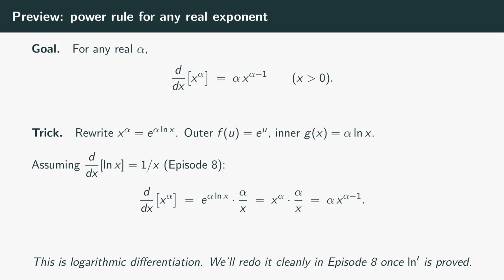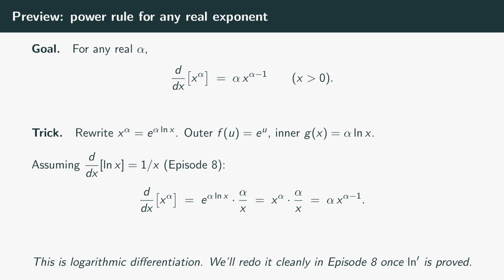Outer derivative, e to the u, which equals e to the alpha log x, which equals x to the alpha back. Inner derivative, alpha times the derivative of log x, which is alpha times 1 over x, taking the derivative of the natural log on faith for now. That's an episode 8 result. Multiply. X to the alpha times alpha over x. Combine exponents, x to the alpha minus 1. Multiply by alpha. The derivative of x to the alpha is alpha times x to the alpha minus 1. The full power rule for any real exponent in 3 lines.